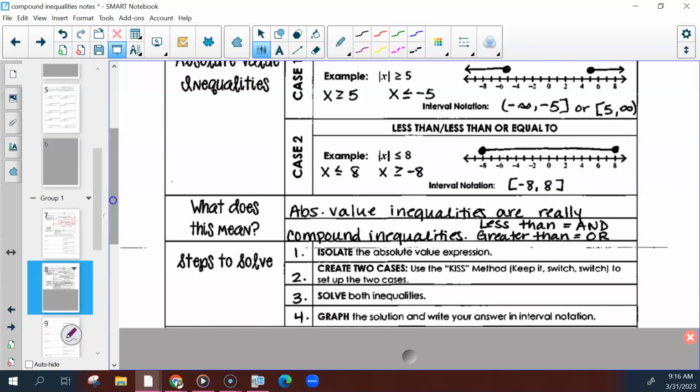So absolute value inequalities are really compound inequalities, so that's good because we just talked about those. Less than equals and, greater than equals or. And then the steps: isolate the absolute value expression just like absolute value equations. Create two cases, just as we did before. Usually there's a negative and a positive version, but with our negative version, we have to change the direction of the sign and change the negative sign. Solve both inequalities and then graph.